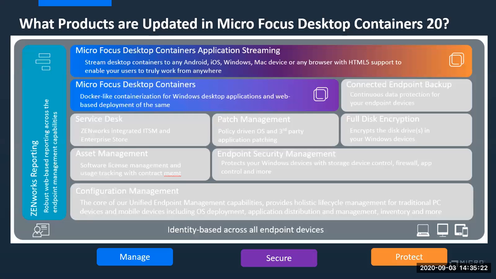Okay, so these are the components that we work with. It's desktop containers, it's the desktop application streaming, and if you want, you can actually use the reporting server to report against the usage on the server. So what are we going to do with version 20?